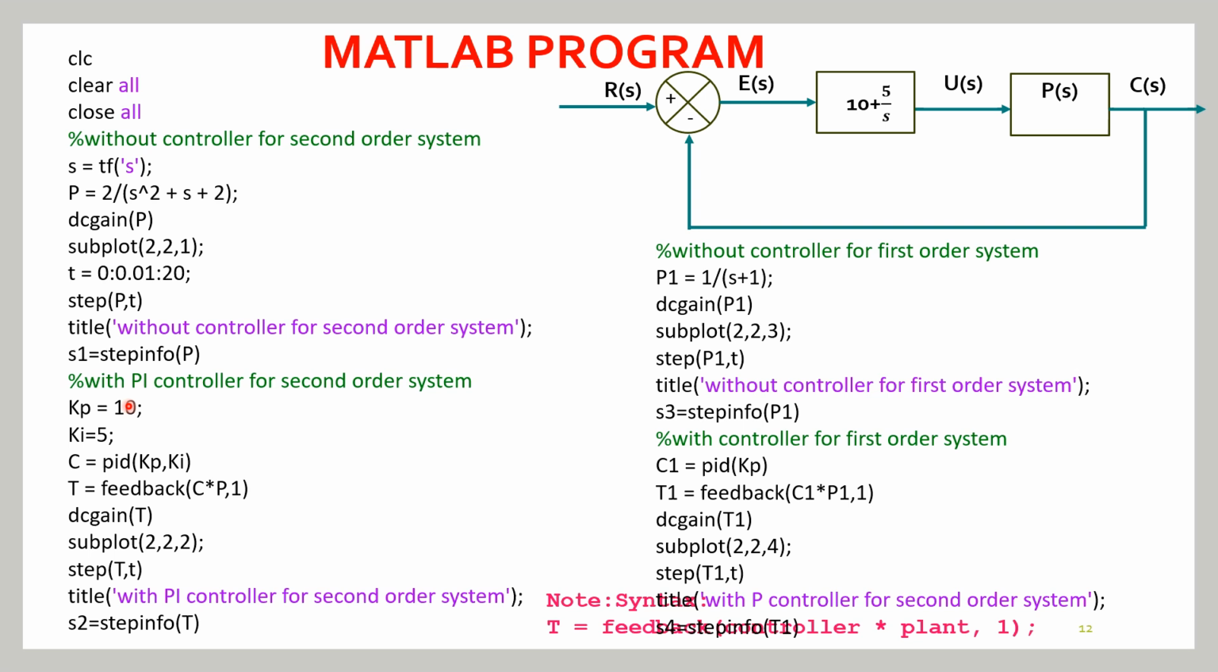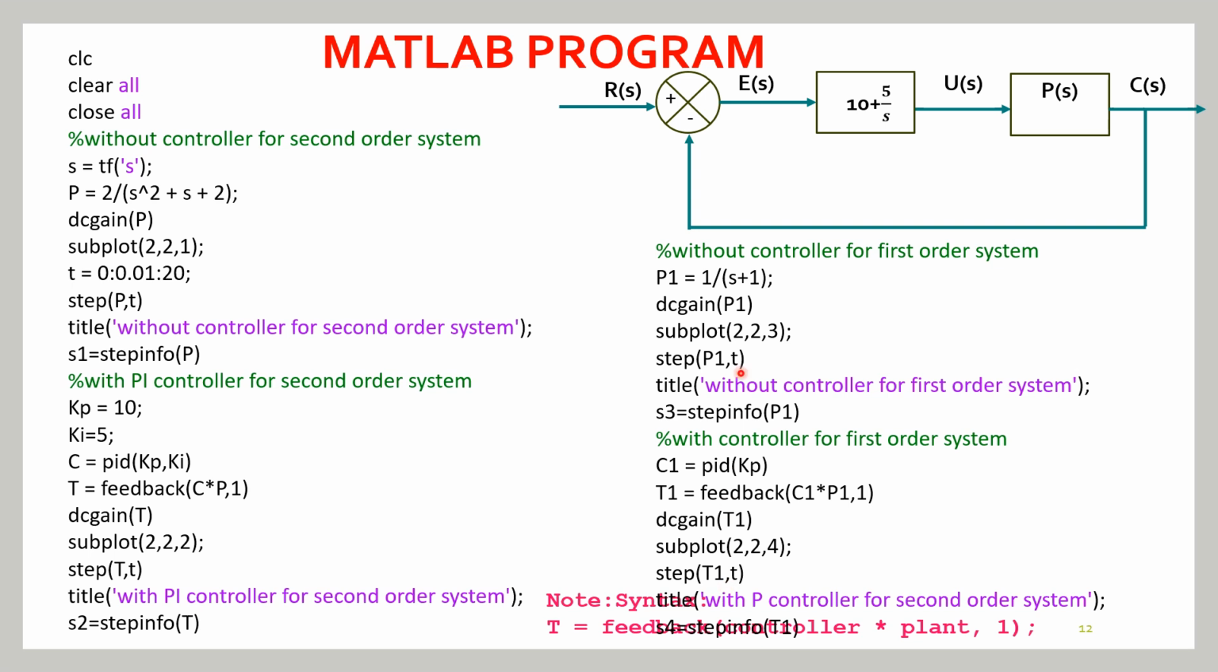Then I have introduced a PI controller. What is the syntax for the PI controller? Feedback of controller into plant, comma 1. So controller into plant. Controller Kp is 10, Ki is 5. So the general transfer function is Kp plus Ki by S, so 10 plus 5 by S. Then the plant function is the given function. MATLAB will calculate the transfer function and it will also calculate the DC gain. And the step input is applied, the graph is plotted, and the step info is printed on the command window.